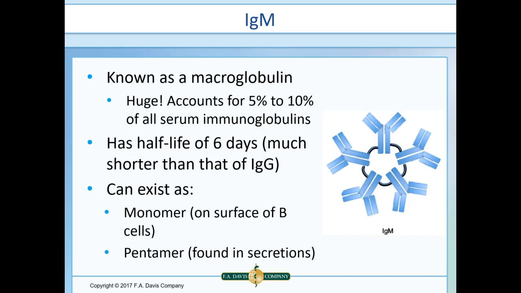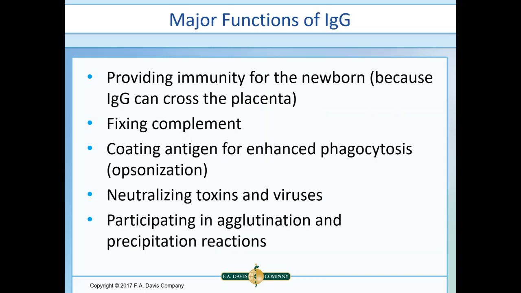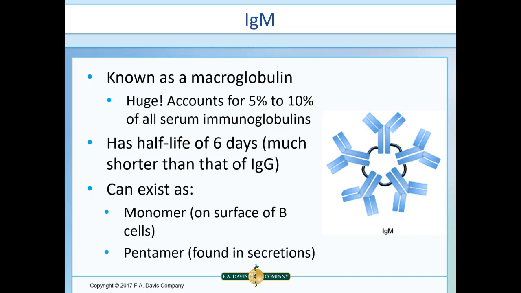IgM is known as a macroglobulin. He is so strong, he can react at room temperature, where usually things like IgG that we went through react at 37 degrees, which is body temperature. He can bind up a lot of immunoglobulin, even though he only accounts for 5 to 10% of the total serum immunoglobulins. He's got a half-life of 6 days, which is pretty short, and he can exist as a monomer on the surface of B cells or a pentamer, which is what you see in the picture here, found in secretions. He's got J chains that hold him together.